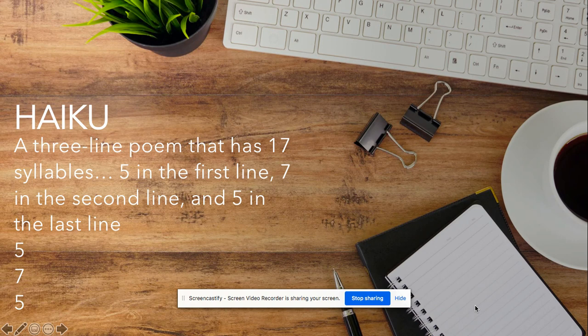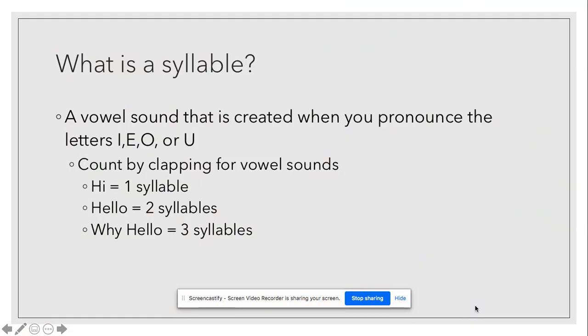Now, the thing that you're probably wondering is, what is a syllable, or how do I count syllables? So, what is a syllable? A syllable is a vowel sound that is created when you pronounce the letters I, E, O, or U. Basically, when you pronounce a vowel sound. Sometimes Y counts, but really only if it's impacting an I, E, O, or U. So you can count by clapping to the vowel sounds, or you can just count on your fingers once you get comfortable with clapping and count the claps.